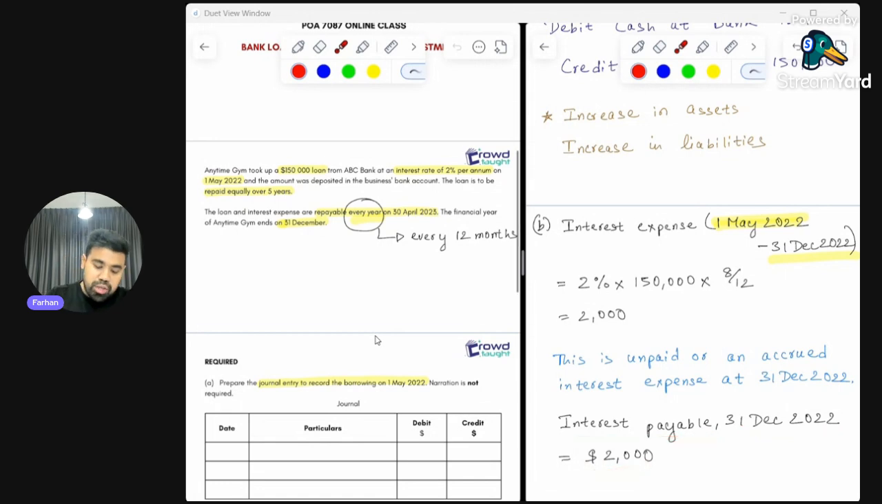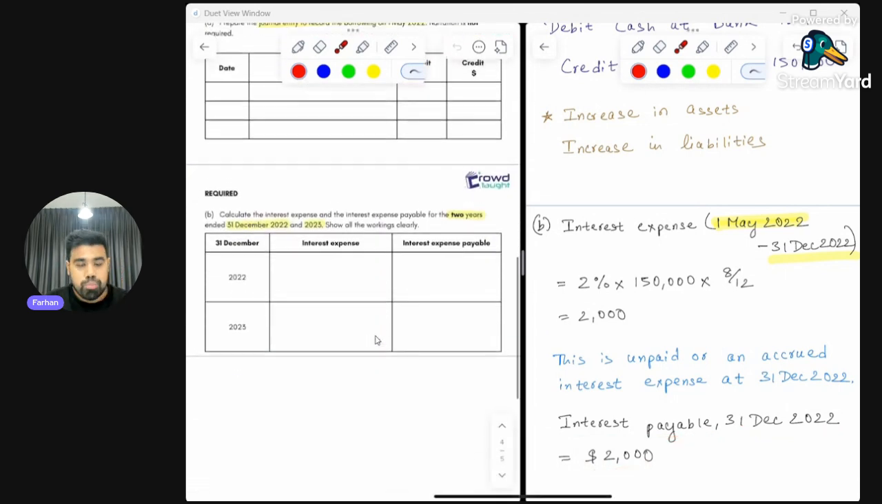Now, let's look into the table which we were given for Part B. So we understand that based on our calculations in the year 2022, interest expense altogether was $2,000, which are for the 8 months of May, June, July, August, September, October, November, and December. The reason we are saying from 1 May 2022 is because that's the day the loan was taken. So it makes sense for us to calculate the interest expense for these 8 months starting 1 May 2022 and ending 31 December 2022.